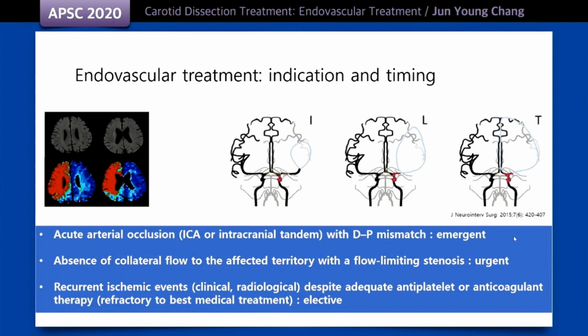Current guidelines suggest that endovascular therapy may be considered for patients with stroke or TIA and extracranial carotid dissection who have definite recurrent cerebral ischemic events despite medical therapy. Emergent thrombectomy and stenting are necessary for acute arterial occlusion with diffusion-perfusion mismatch. Urgent stenting may be needed for dissection-induced stenosis with hemodynamic compromise and poor collateral flow. In case of ischemic stroke caused by artery-to-artery embolism, elective rescue stenting may be warranted in patients who continue to suffer recurrent neurological events despite best medical treatment.